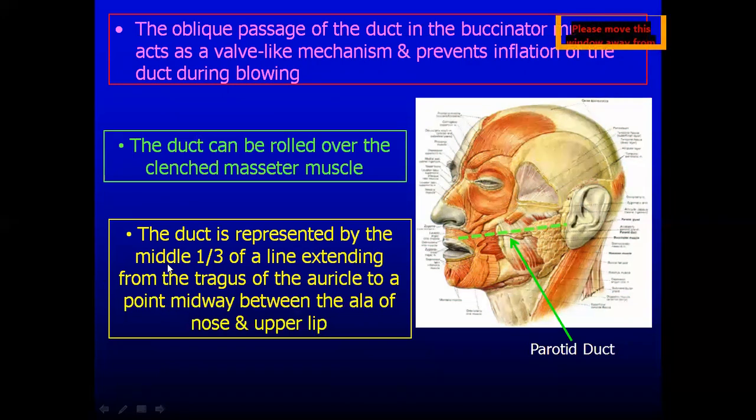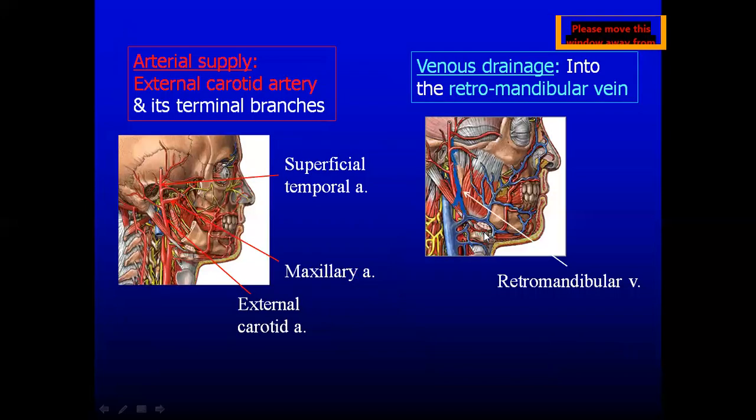The duct is represented by the middle one-third of the line joining the tragus of the auricle to the point midway between the ala of the nose and the upper lip. The blood supply comes from the external carotid artery, whatever branches we see inside: the superficial temporal artery and maxillary artery.